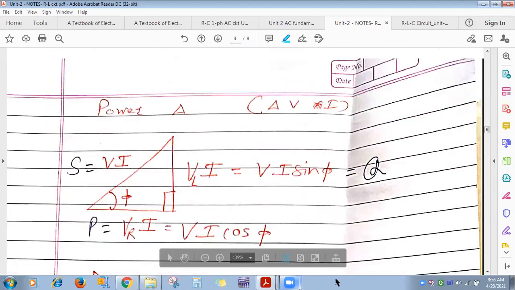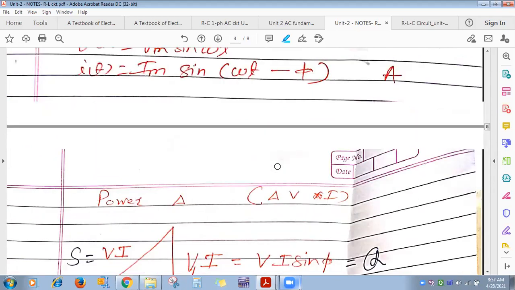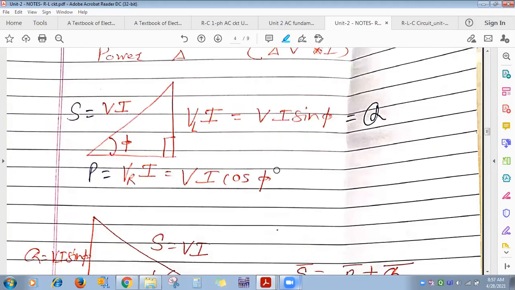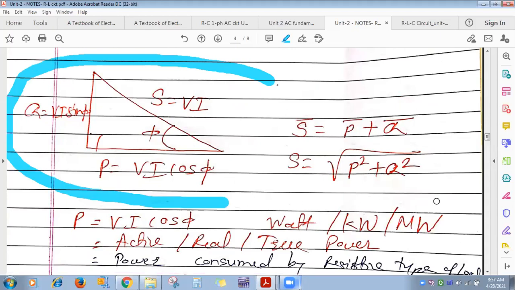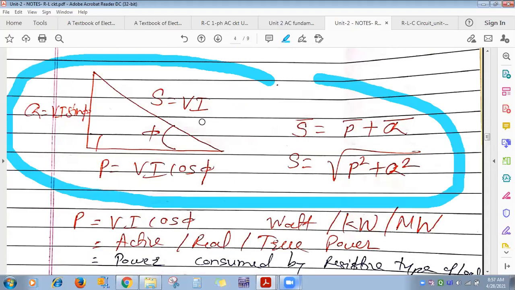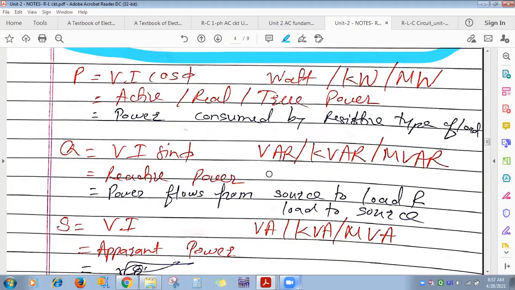The power that was written there, VI cos phi, there V and I can we write as Vrms? Yes, RMS. Thank you. Yes, see, whatever formulas I have written here, VI cos phi, VI sin phi and VI, these are all RMS values. And you can calculate apparent power as square root of P square plus Q square. Okay, similar thing for capacitor.